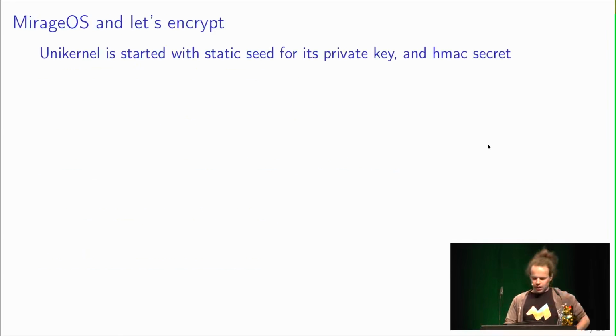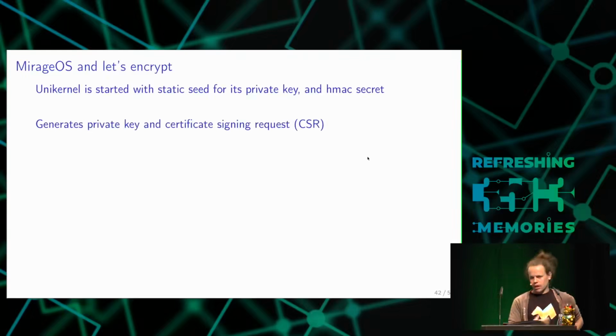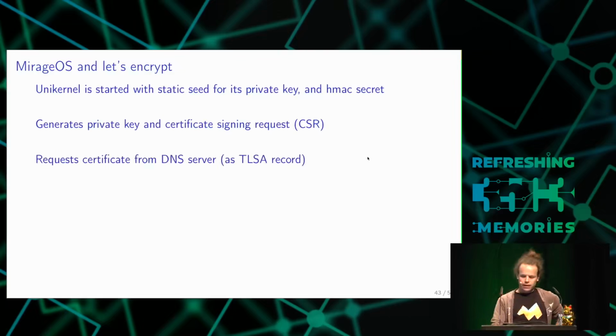Well, the idea is you start a virtual machine or a MirageOS unikernel, a so-called unikernel, with a static seed just for its private key and an HMAC secret. And that one then generates its private key from the static seed and a certificate signing request. Now it requests the certificate from a DNS server, which uses another resource record type called TLSA, specified in the DANE project.